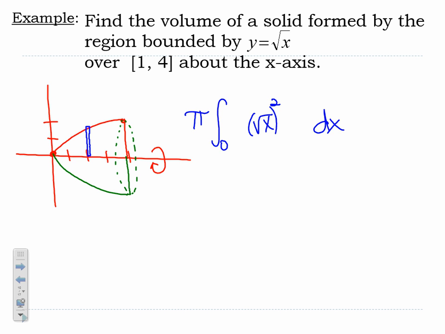Oh no. Then I drew my picture wrong, didn't I? Sorry, guys. I got so excited there. Better? There we go. Didn't change anything but the integration. Okay, so like Aaron said, we basically have pi integral of x dx.